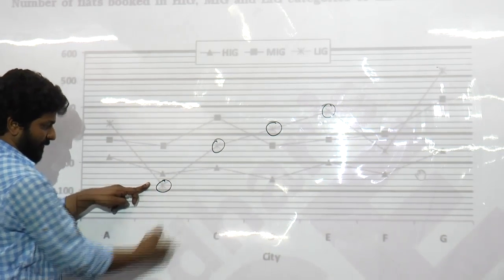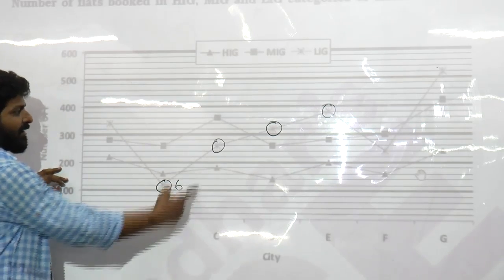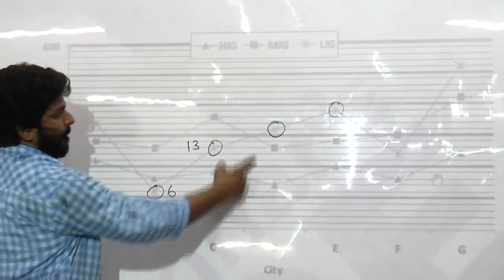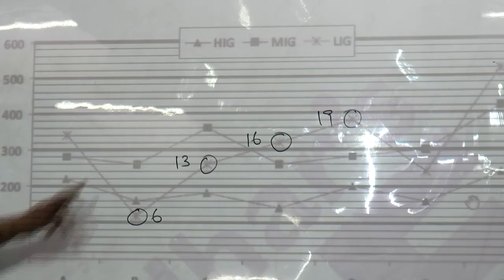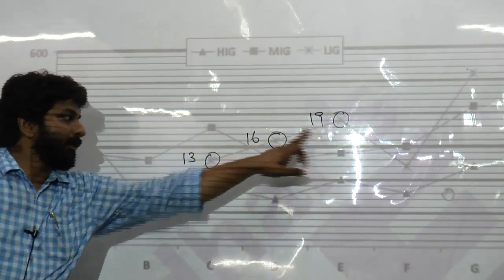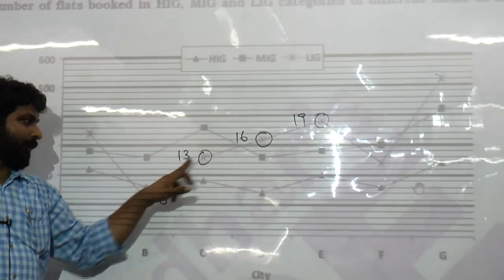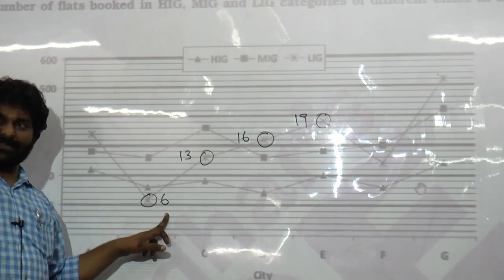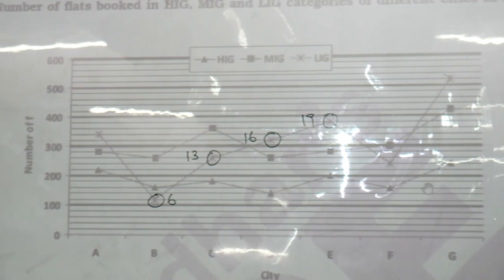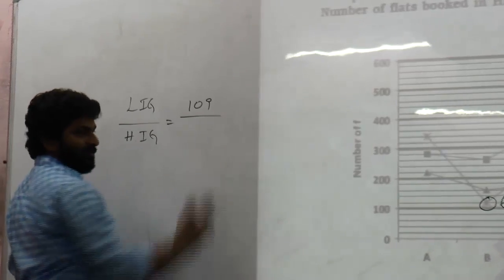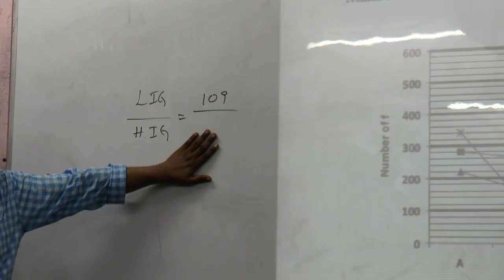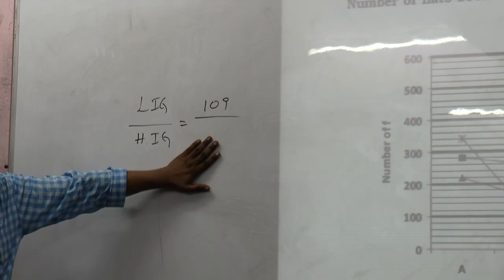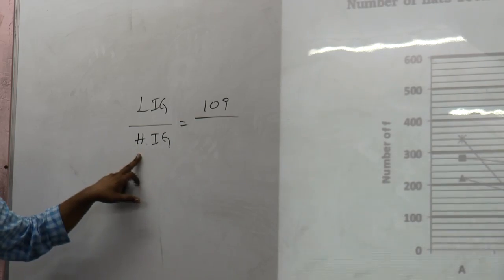This is 25, 6, and this is 13, 16, 19. 10, 10, 10, 30, 9 plus 6, 15, 45, 45 plus 3, 48, 48 plus 6, 54, 55 plus 54, 109. Total LIG flats are 109 into 20. Forget about 20 because in the denominator also when you are calculating number of lines into 20, numerator and denominator both get cancelled. So now let's calculate HIG flats.